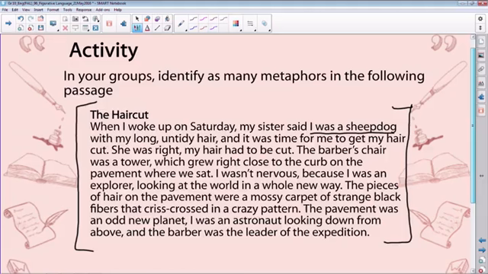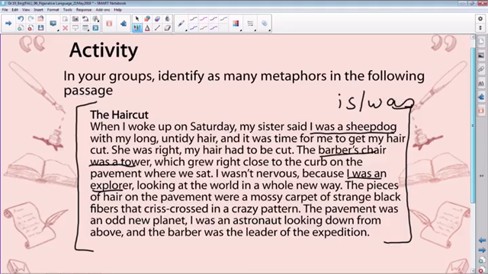The barber's chair was a tower. There we go. The barber's chair was a tower, which grew right close to the curb on the pavement where we sat. I wasn't nervous because I was an explorer. Okay, and can you see, you're looking at the is and was. All right, these are the clues for when we're using metaphors. I was an explorer looking at a world in a whole new way.